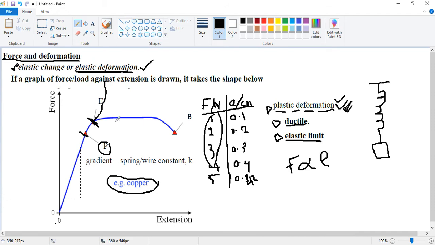So what happens beyond E? When you continue adding forces onto the material and you exceed the elastic limit, the molecules in the material slide past each other.